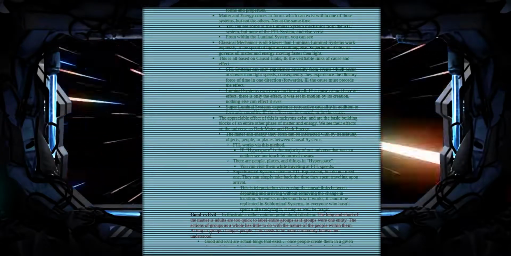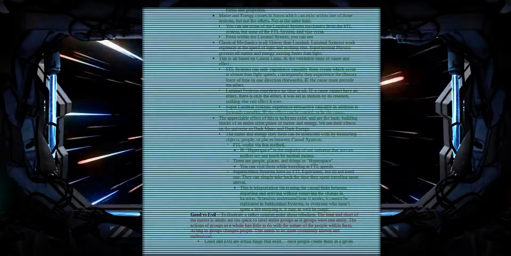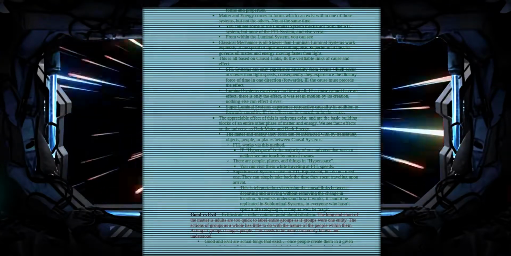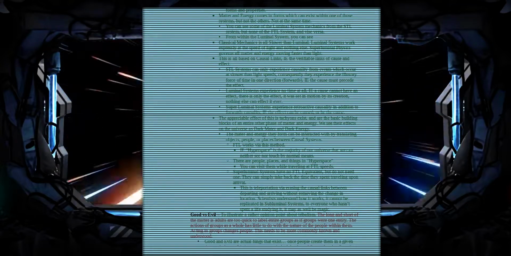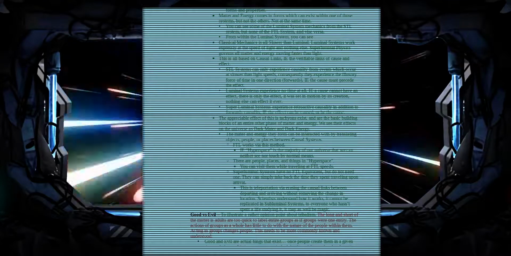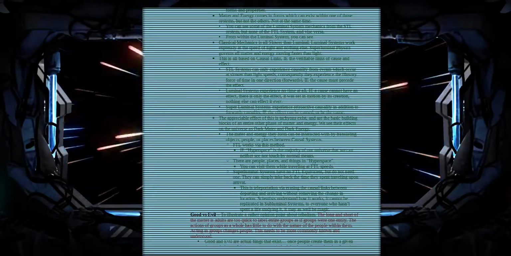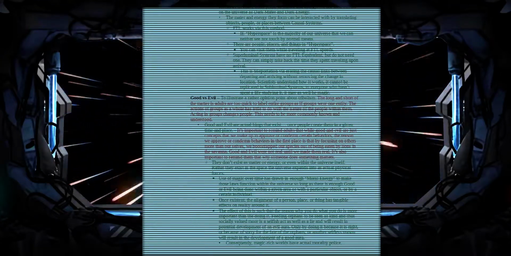Hyperspace is the majority of our universe that we can neither see nor touch by normal means, but can translate into to gain more speed than otherwise possible. That's just pure sci-fi. Let's have some fantasy, because this is a science fantasy, remember? So there are people, places, and things in hyperspace, and you can visit them while you're traveling at FTL speeds.